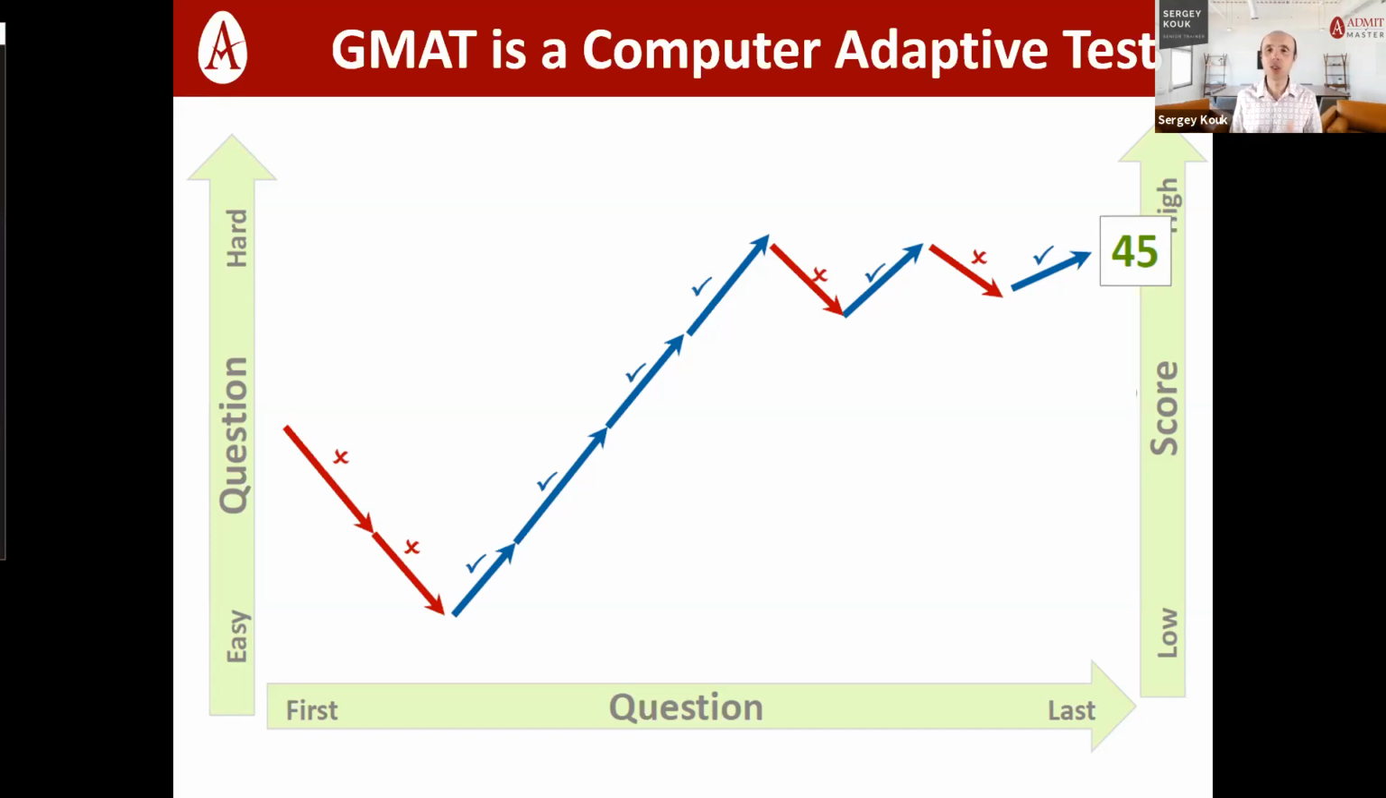So if you see a lot of hard questions, that means you're doing well on the test, because it's an adaptive test. If you're doing well, the questions keep getting harder. So if you are seeing harder questions, that means you're doing well.